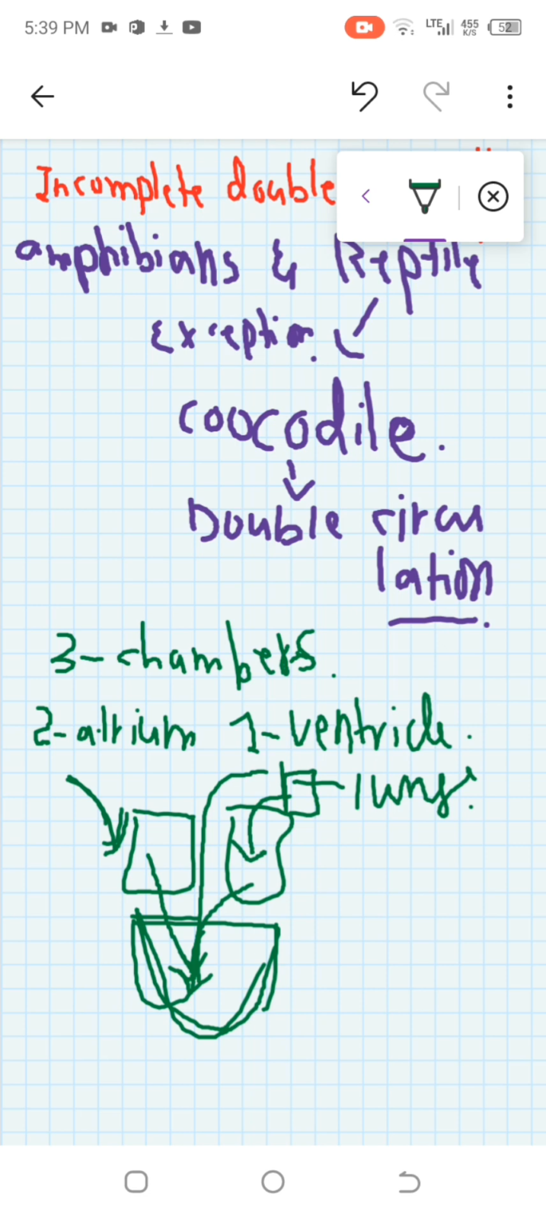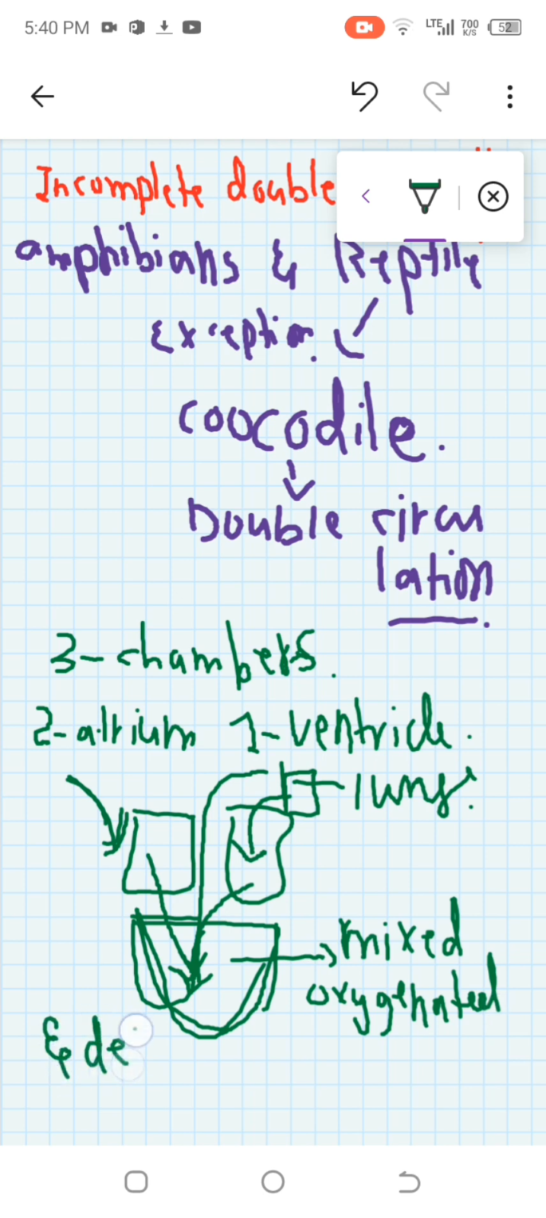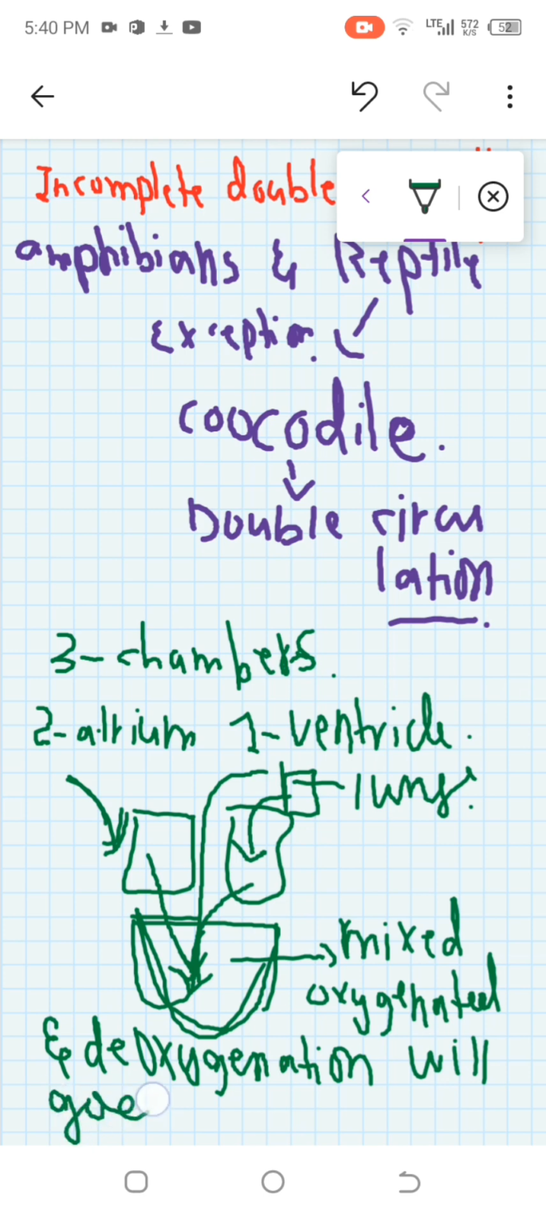So here we have deoxygenated blood as well as oxygenated blood, and this mixed oxygenated and deoxygenated blood goes into the body. This is incomplete circulation because it contains only one ventricle, so mixed blood goes throughout the body.